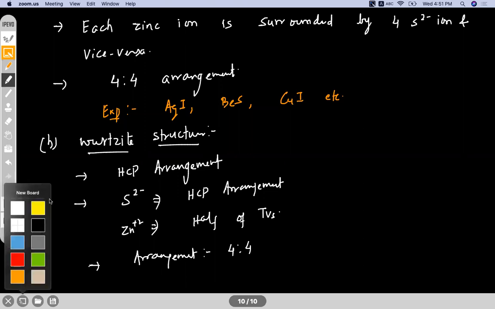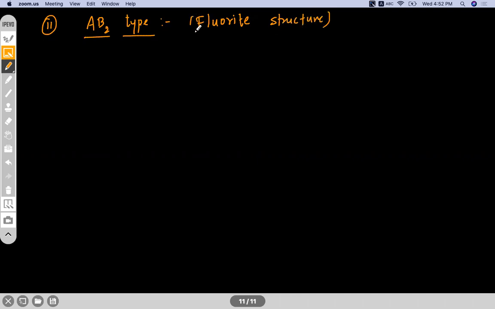Now, another one is the second type of molecules, AB2 type. AB2 type molecules, we also call it as fluorite structure. Fluorite structure, important. This fluorite and antifluorite both are important. Write down, example of this we have, very common and important example, CaF2 molecule. We'll see the important points here with respect to this molecule only.